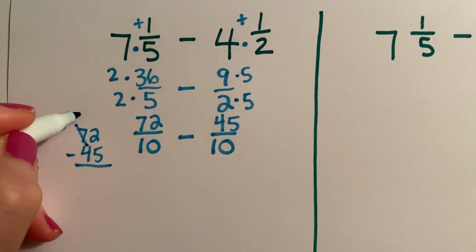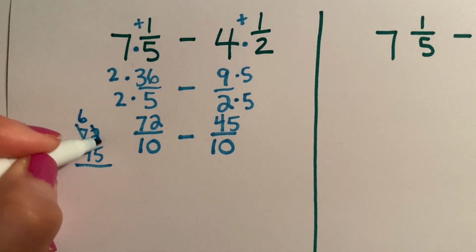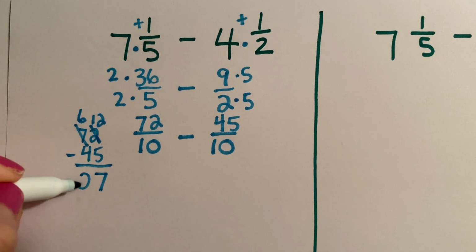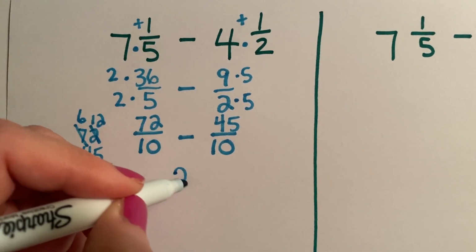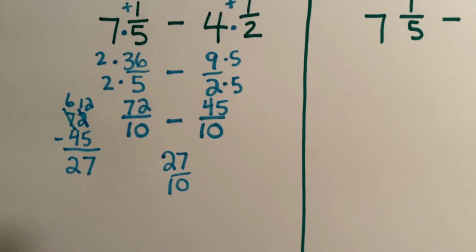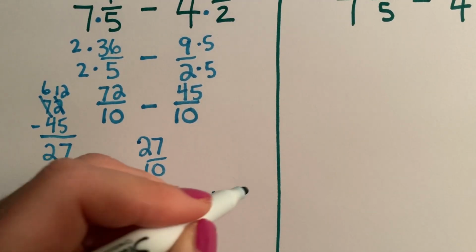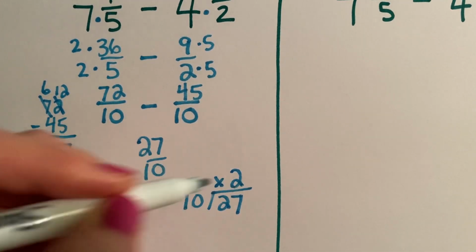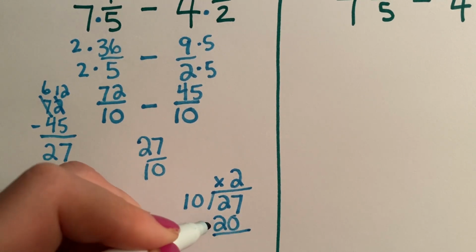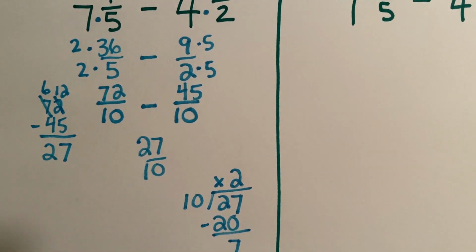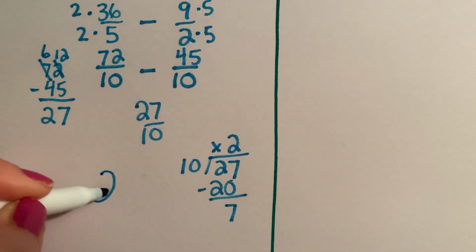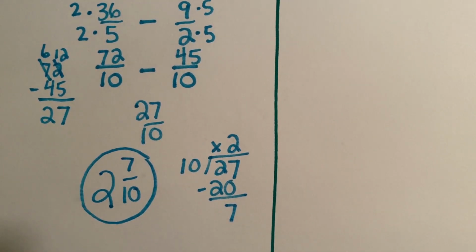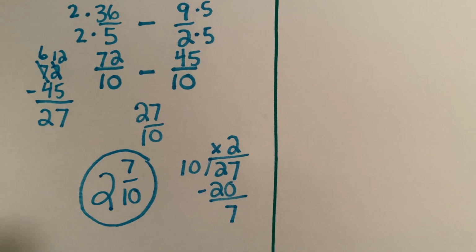We have to borrow and make this a 12. 12 minus 5 is 7, and 6 minus 4 is 2. So we'll go ahead and say 27 tenths. And then to make it mixed, we'll divide. 10 squeezes into 27 twice, giving us a 20 with 7 left. So let's finish this off by saying 2 7/10. Final answer. Okay, and that's just a fine way to do it.